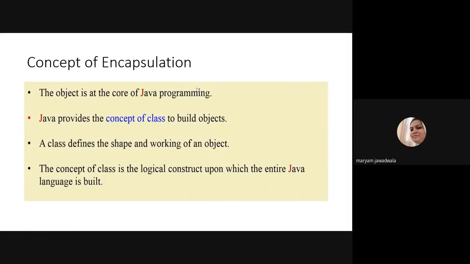So Java provides the concept of class to build objects. Class defines the shape and working of an object. What is a class? The class concept is a logical construct upon which the entire Java language is built. So the heart of the Java language is building classes, right? If you write even a simple program, you need to create a class. So class is the heart of Java programming.